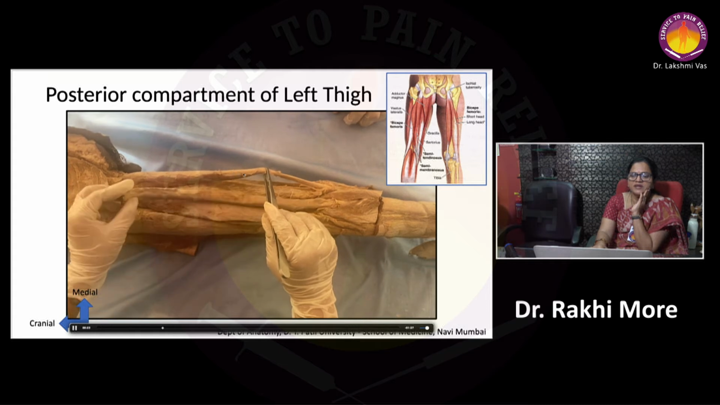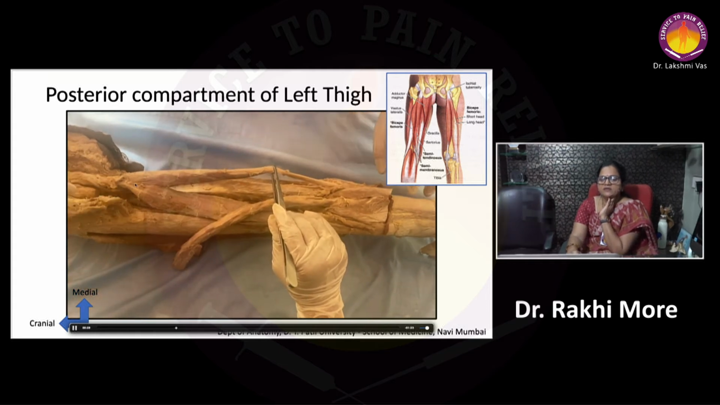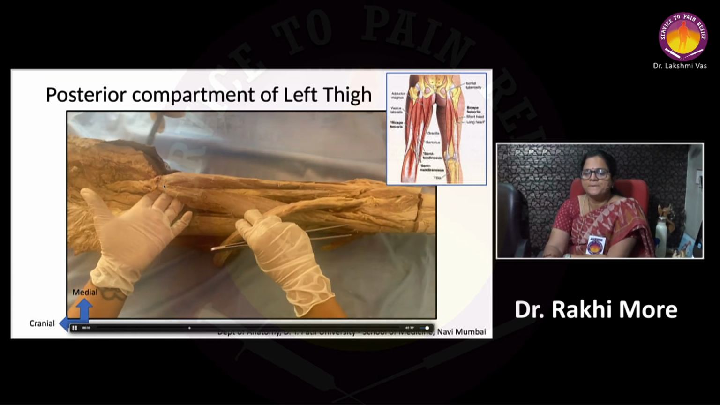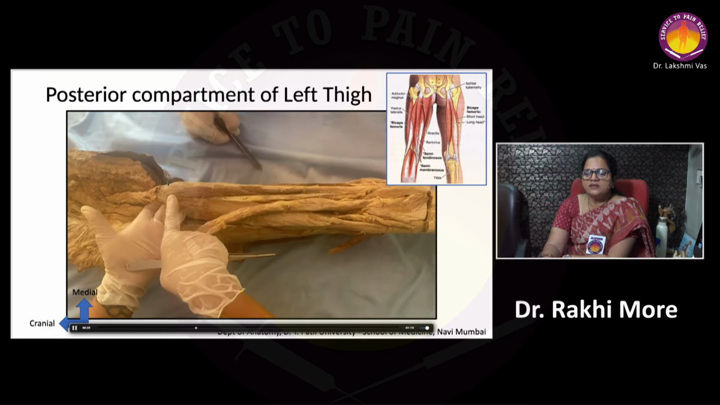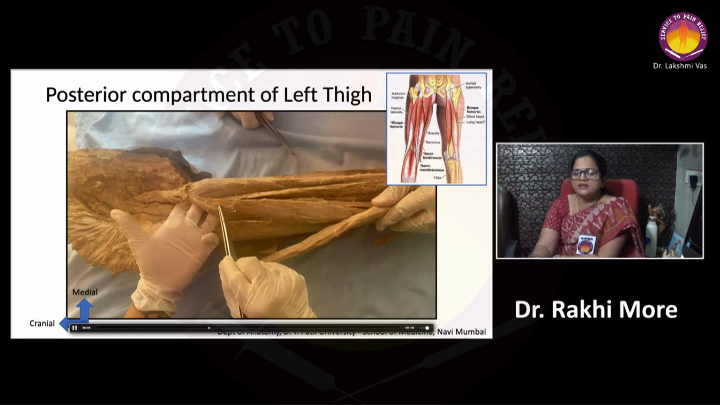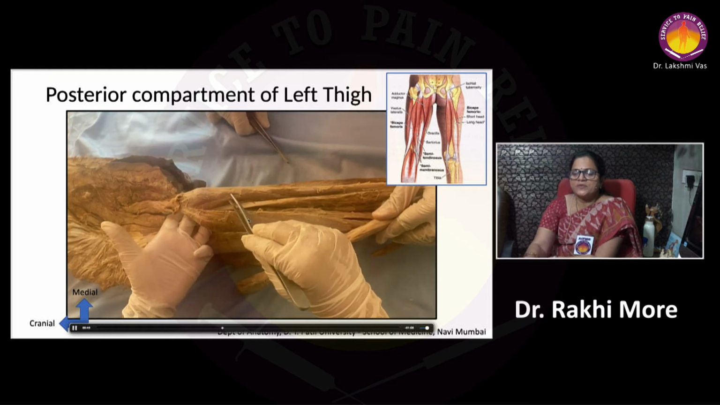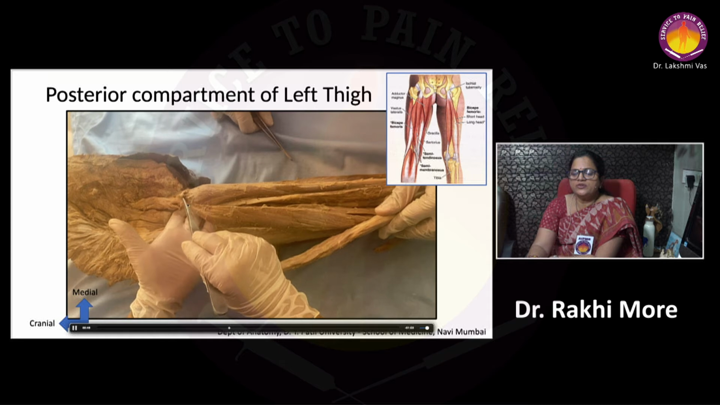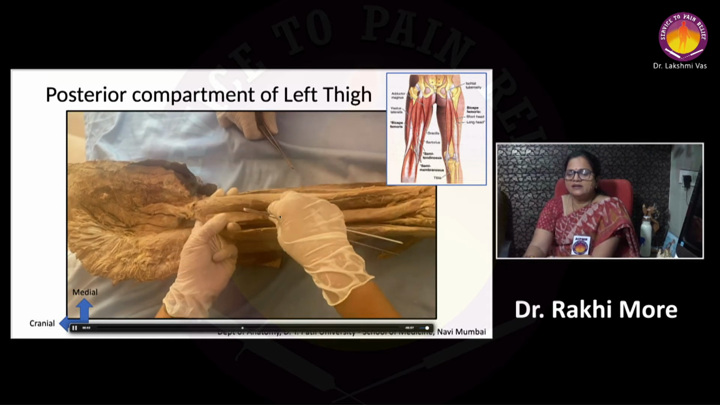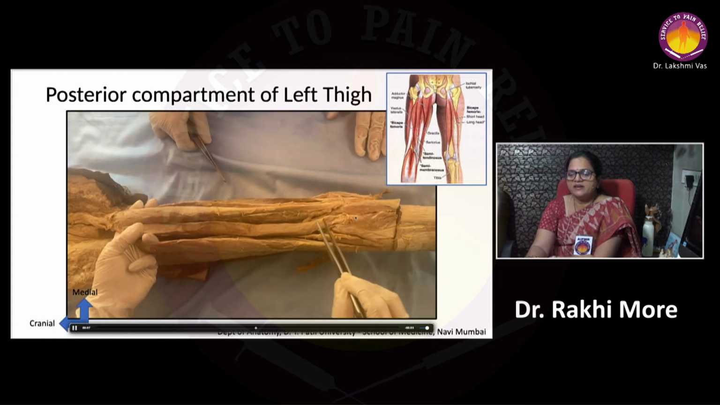What I am lifting up with the forceps is the semitendinosus muscle. The semitendinosus muscle takes origin along with the biceps femoris from the ischial tuberosity. Now you can see that these are the two muscles coming together, while the semitendinosus goes medially, the biceps femoris goes laterally. Both of them take origin from the ischial tuberosity. This is the sciatic nerve which is coming in the way.